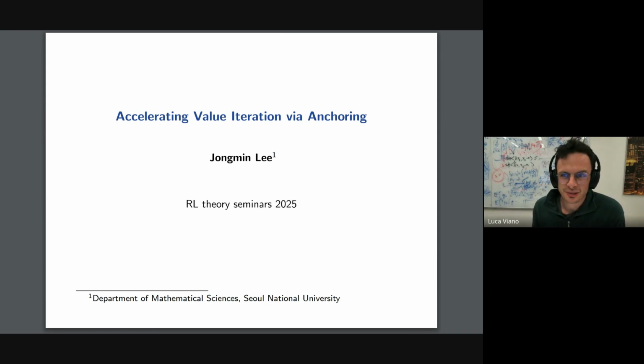Jongmin is a PhD student at Seoul National University, advised by Ernest Ryu, and his research interest lies in optimization and reinforcement learning, particularly at their intersection, like he was telling us before, especially when he finds connection between fixed points in optimization and value iteration algorithm. He finds this particularly interesting.